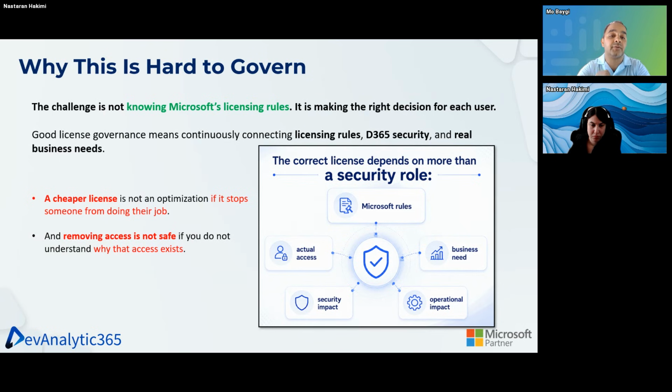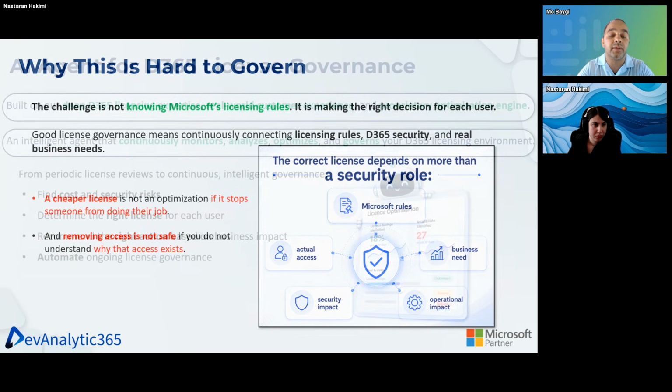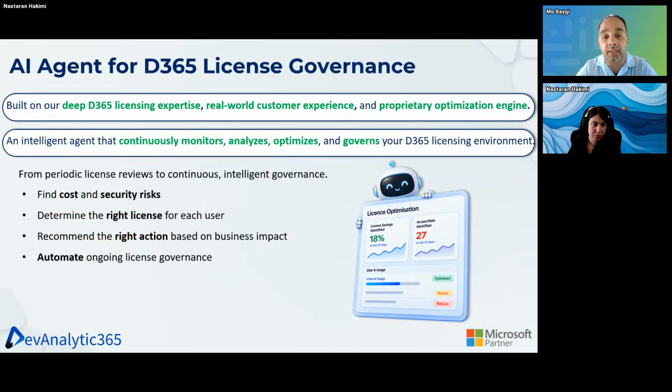So for that reason, we have looked at how we can leverage AI to, number one, find overspending, costs that are incurred that are not needed. What are your security risks? The agent will give you the right license for each user. You don't need to actually do anything. It will run behind the scenes. You will find all the users and the right licenses they need. It will recommend the right action based on business impact.